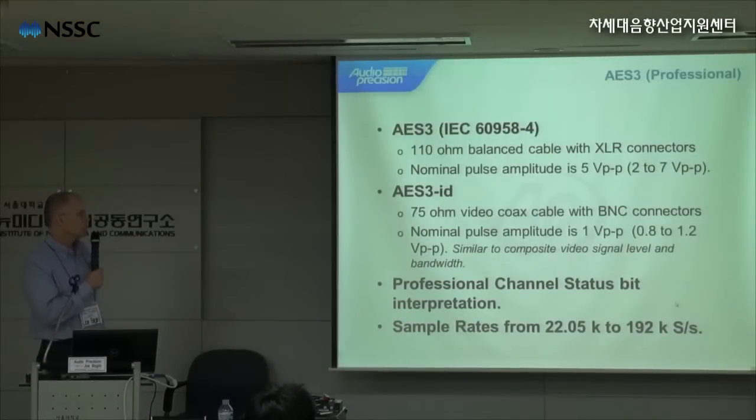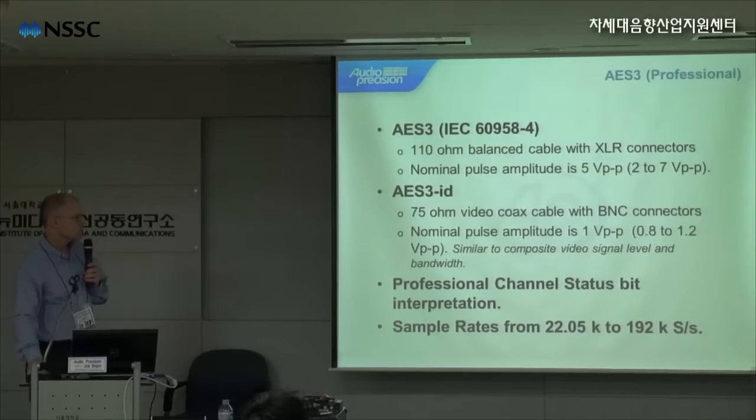So AES-3, as we mentioned during the connections, has 110 ohm balanced cable with XLR connectors, and the nominal pulse amplitude is 5 volts peak to peak. It's allowed to vary between 2 and 7 volts peak to peak.